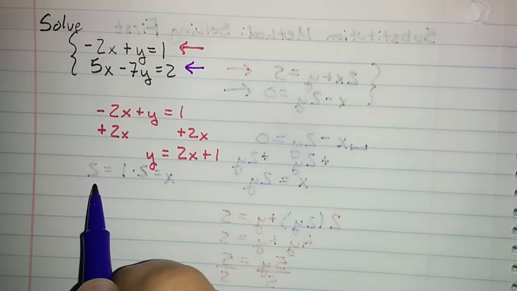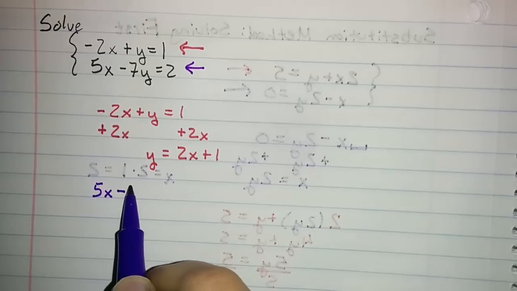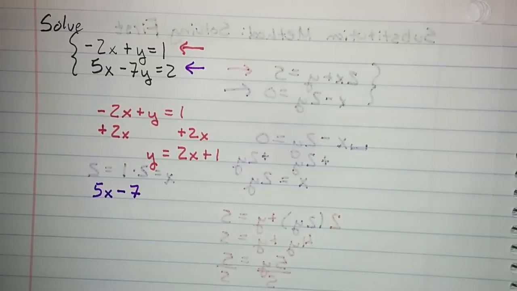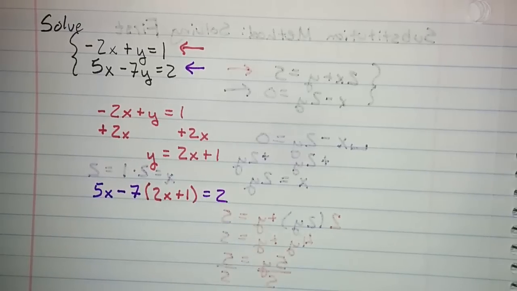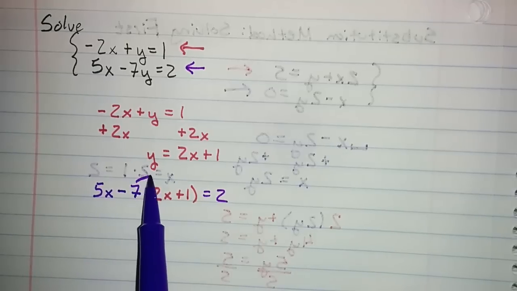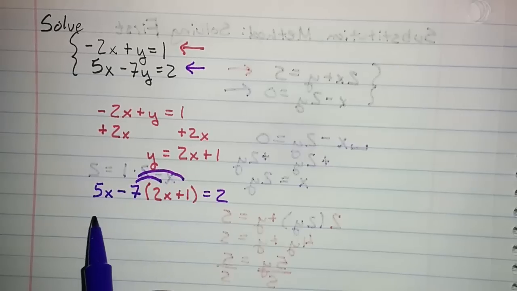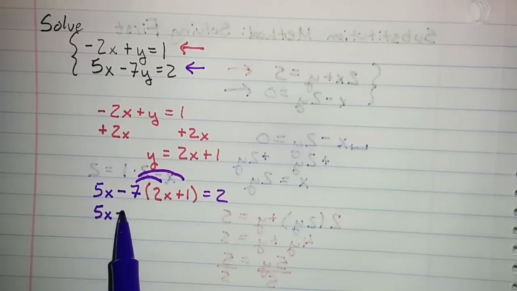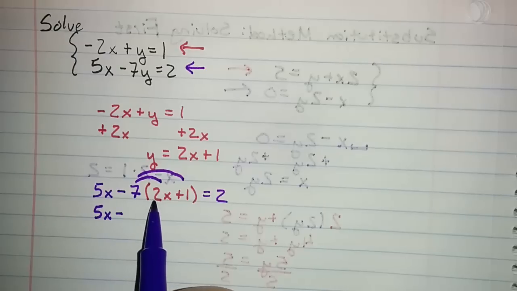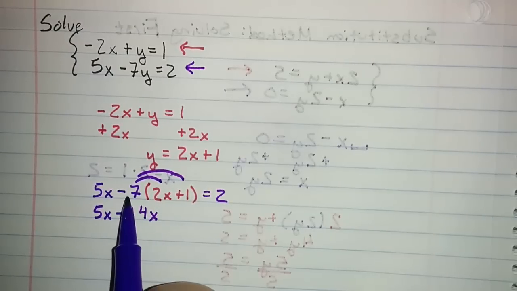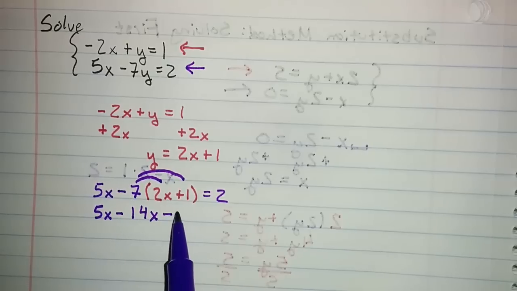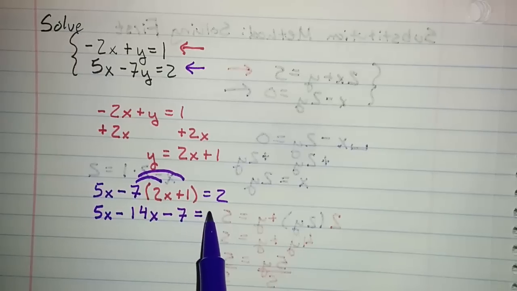How do we do that? Well, we have 5x minus 7 times this thing that's equal to y equals 2. Now we have an equation with just x in it. We can distribute. Negative 7 times 2x is negative 14x. Negative 7 times positive 1 is minus 7, equals 2.